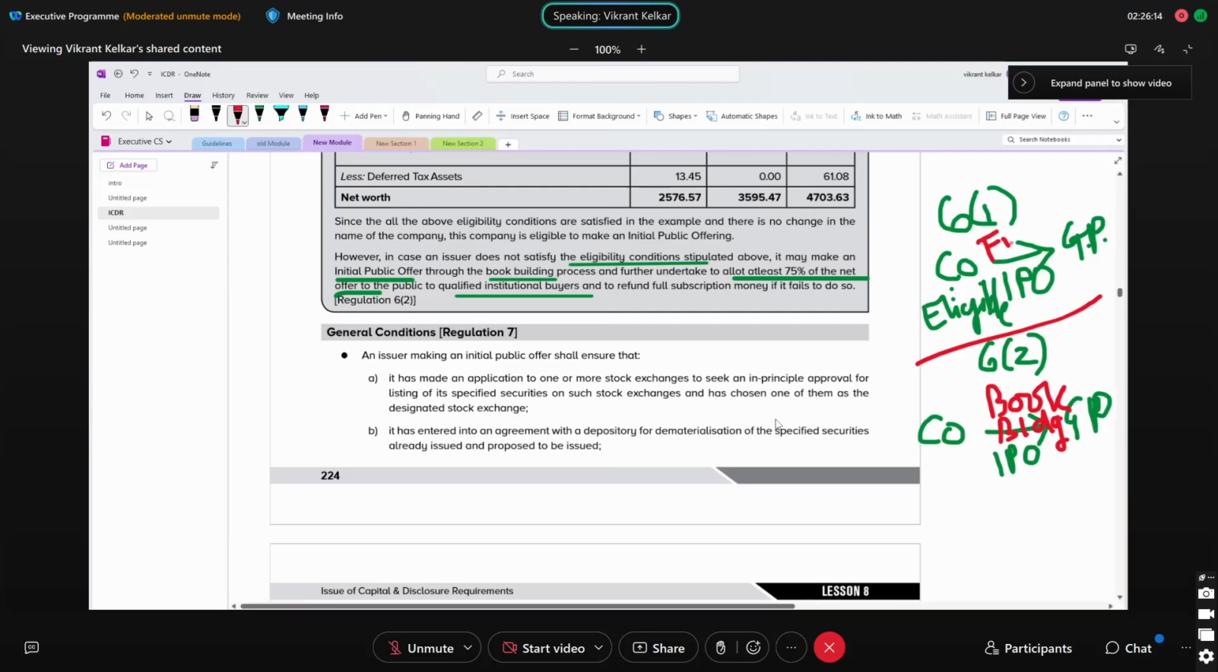Fixed price issue. Fixed price issue means what? The company is going to fix the price. 10 rupee is the face value, 90 rupee is the premium, total amount is 100. Those who are going to pay 100 will get one share. Whether this kind of issue is possible under 6(1) or not. अरे कंपनी भाव पक्का करेगी और देगी.